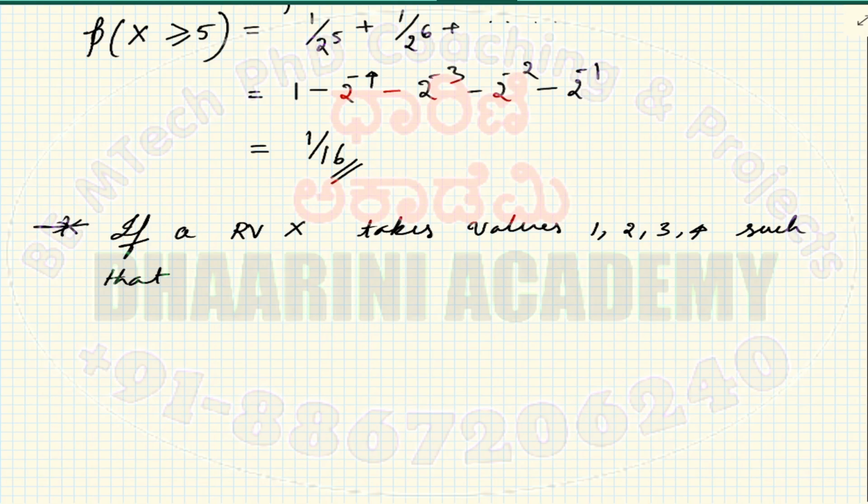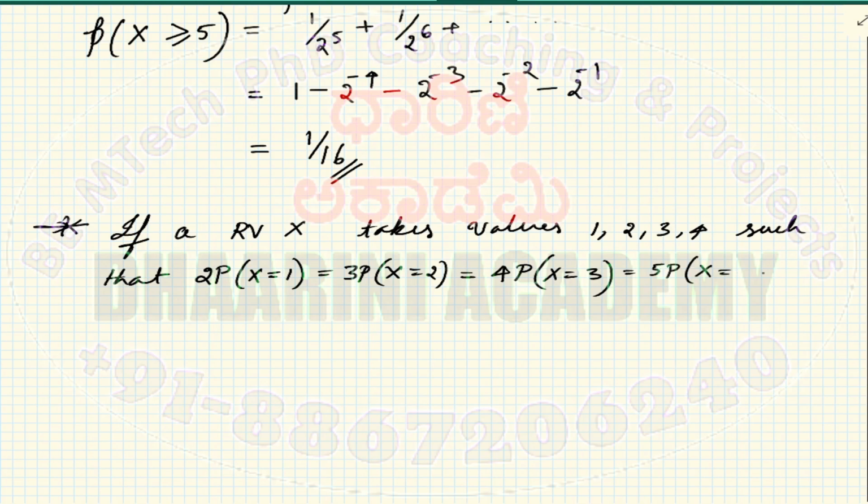If a random variable X takes values 1, 2, 3, and 4 such that two times the probability that capital X takes a value 1 will be equal to 3 times the probability that the same variable takes a value 2. This is also equal to 4 times the probability that X takes a value equal to 3, equal to 5 times the probability that X takes a value equal to 4. So this is the condition.